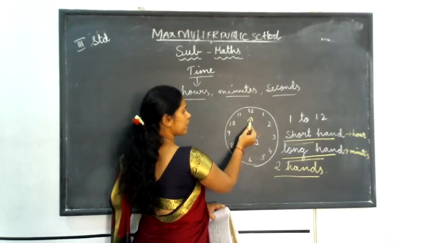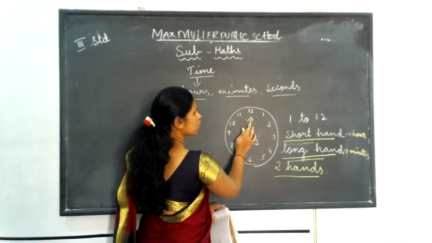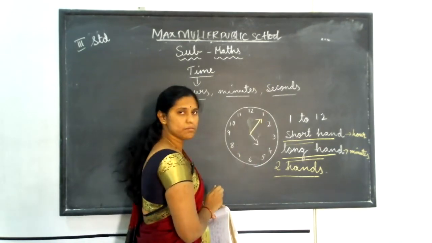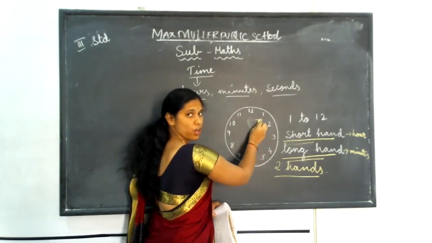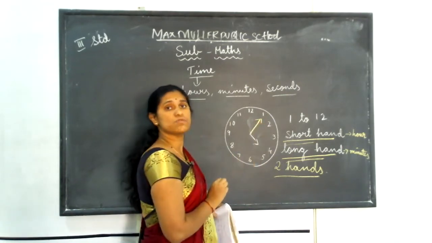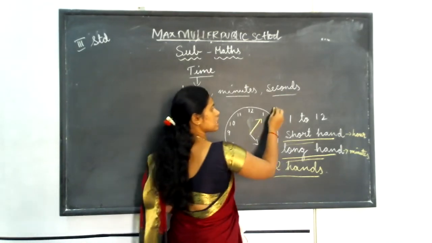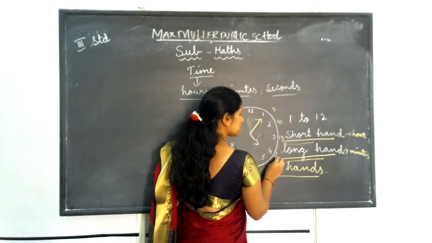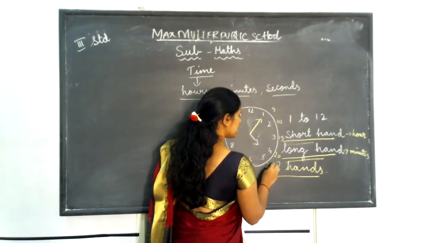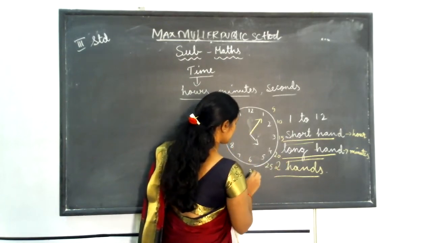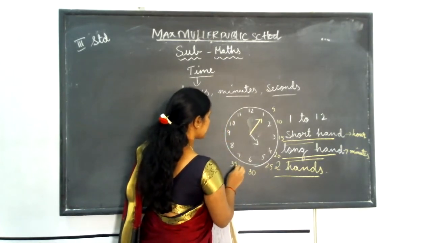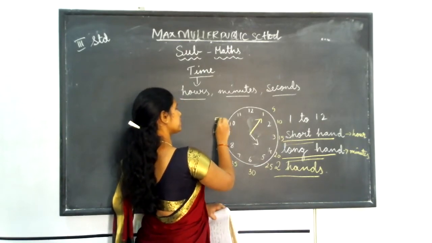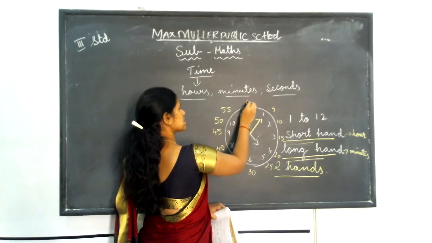So here, 5 minutes. Now slowly the long hand is going towards 1. It is showing 1. So what is the time now? 4, 5. Which tables do you have to use? 5 tables. 5 ones are 5, 5 twos are 10, 5 threes are 15, 5 fours are 20, 5 fives are 25, 5 sixes are 30, 5 sevens are 35, 5 eights are 40, 5 nines are 45, 5 tens are 50, 55, 60.